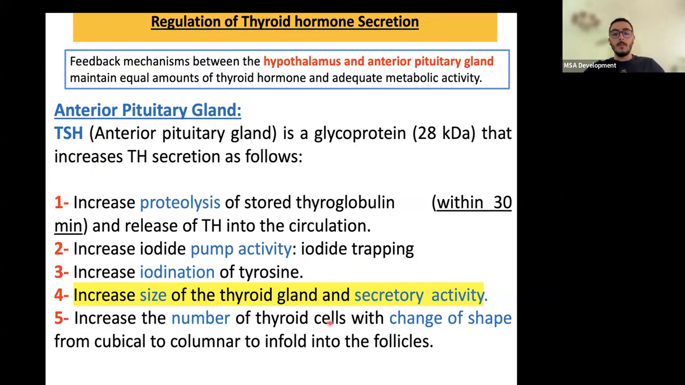TSH also increases the number of thyroid cells and changes the shape of the cells from squamous or cuboidal to columnar to unfold into the follicles. So 3, 4, and 5 are very important things to keep in mind because TSH increases the size of the thyroid gland and it changes its shape. And this is normal so far. However, it could be pathological very easily. If we have too much TSH, then the size of the thyroid gland will increase to the extent that you can see bulging, and this is called goiter. And the change in the shape of thyroid cells is called hyperplasia. Remember?